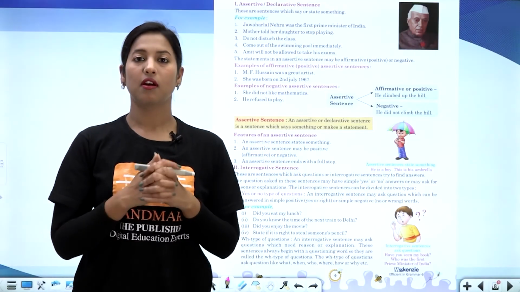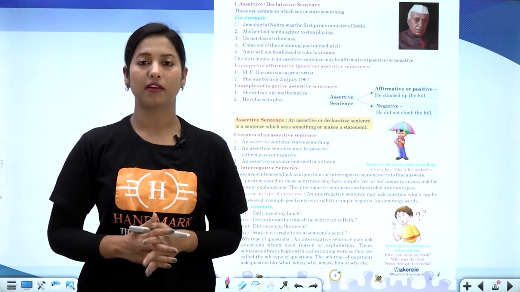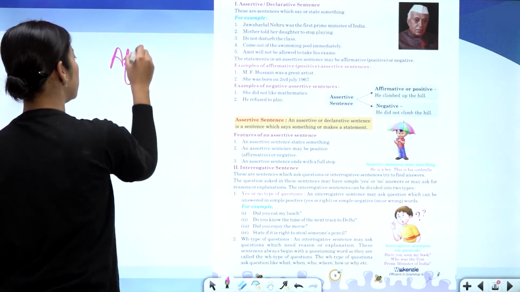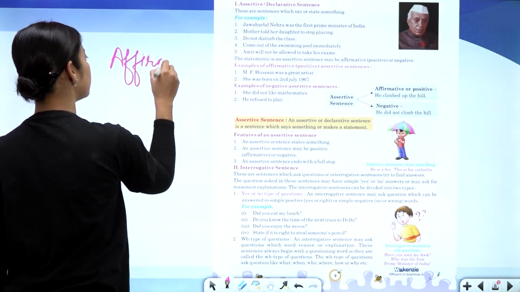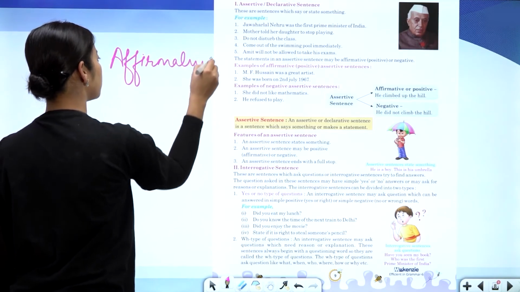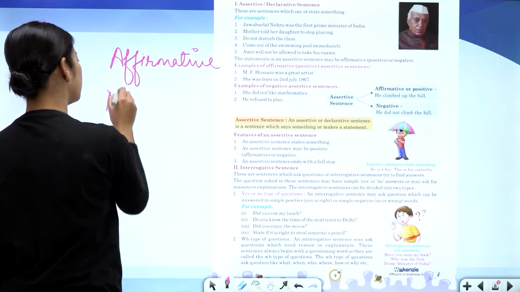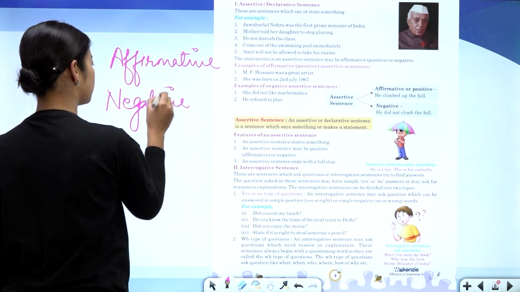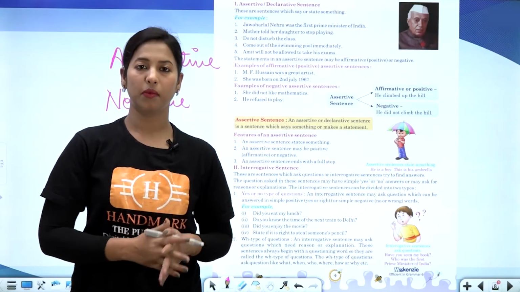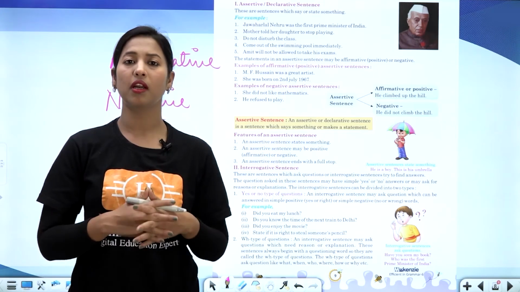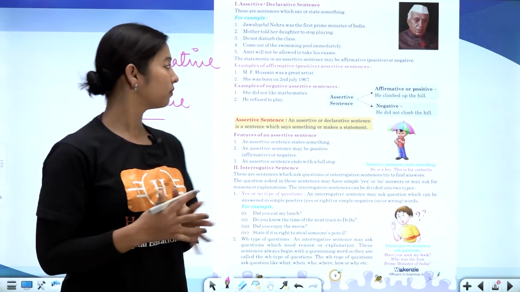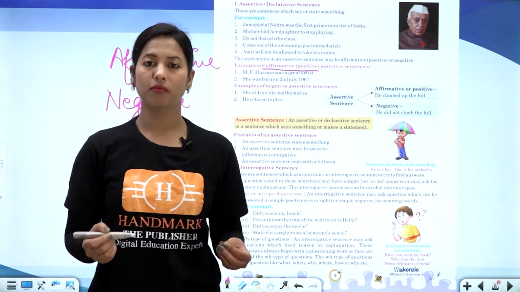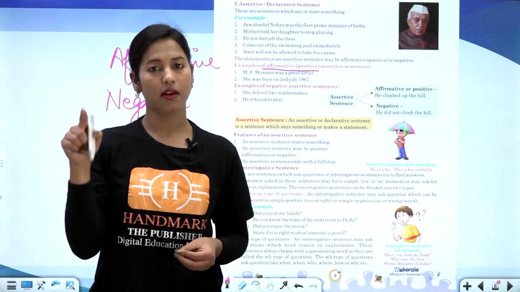So students, assertive sentence is further divided into 2 categories. First one is affirmative sentences and second one is negative sentences. Now what is affirmative and what is negative? We can understand it by their name only. Affirmative means positive and negative means when there is a no.